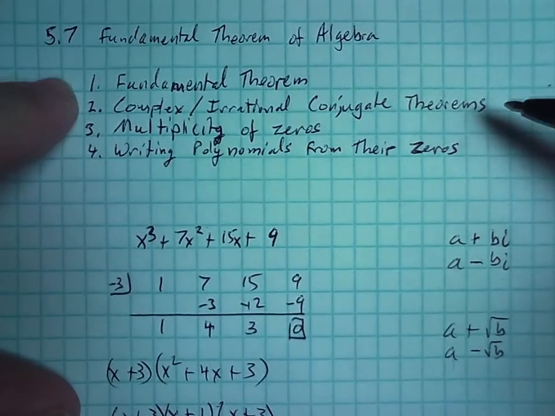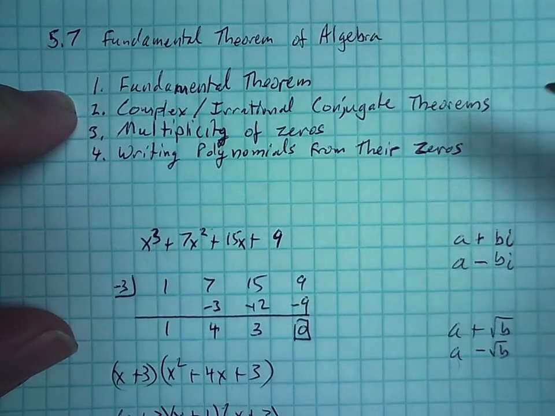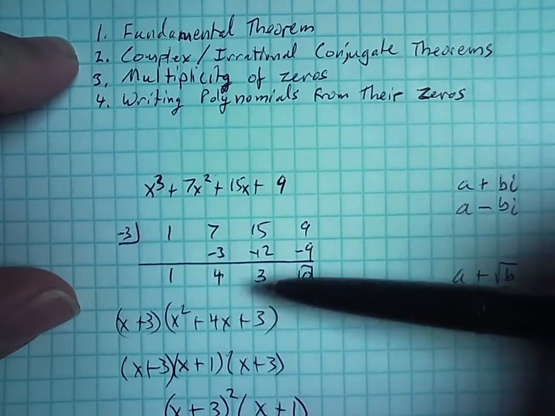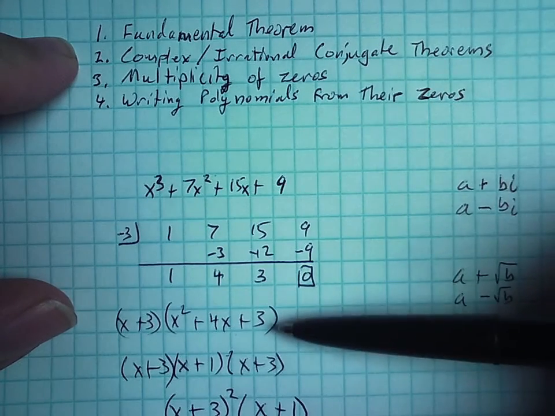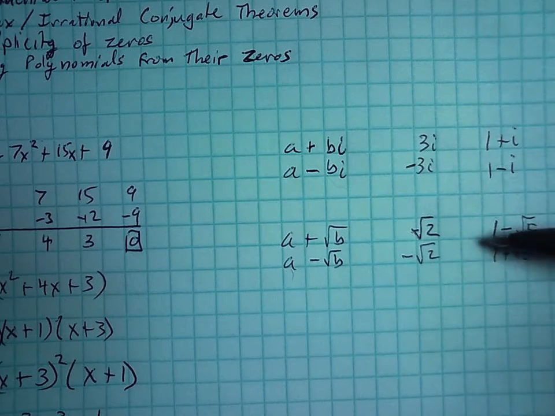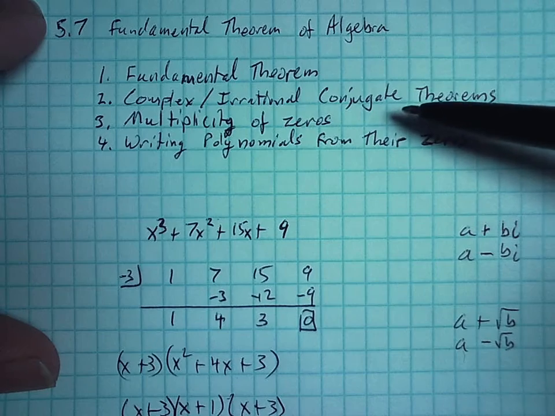That's the complex or irrational conjugate theorem. It says they always come in pairs, which can be very helpful for when you're trying to track them down. It also means that when you get to the end and you have your quadratic, if you're having trouble factoring that, you should think about the quadratic formula, because it's the best way to figure out if you have imaginary or irrational solutions. So the complex and irrational conjugate theorems just say they come in pairs.